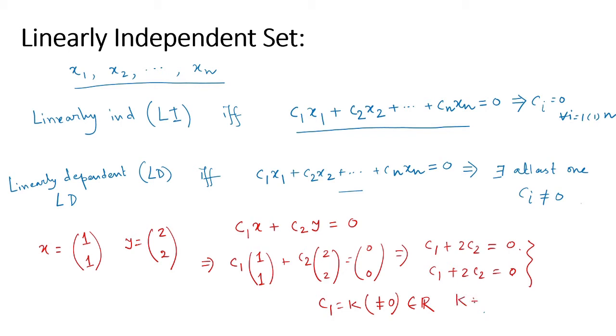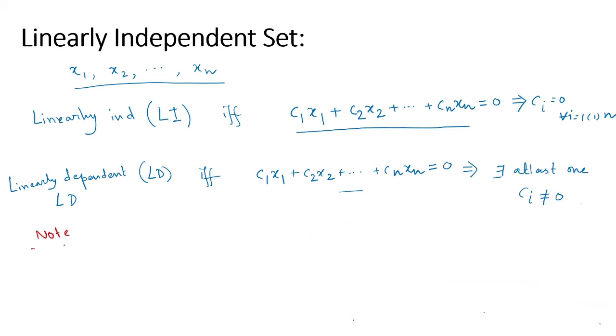and if we put c1 equals k here, we get k plus 2c2 equals 0. And from here, c2 will be minus k by 2. Since k is non-zero, c1 is non-zero, and c2, that is minus k by 2, is obviously a non-zero quantity. So we are getting two non-zero values of c1 and c2 for which this equation is satisfied, which says that our two vectors x and y are linearly dependent. Okay, I think the idea of linearly dependent and linearly independent sets of vectors is more or less clear.